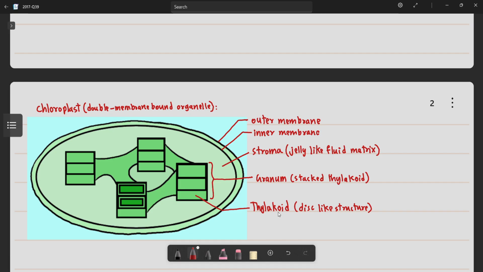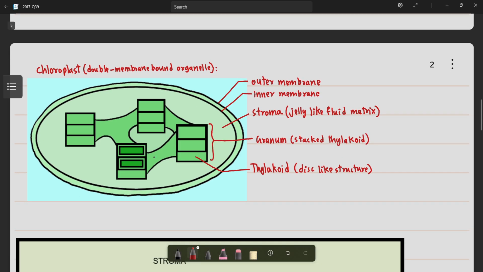Okay, so now the next one that we have here are these stretch-like structures that are called lamella. Basically, the lamella is like an extension of the thylakoid membrane, to interconnect all these thylakoid membranes together. Okay, so this is the main structure, and also the most important one is that this open space is also part of the thylakoid.